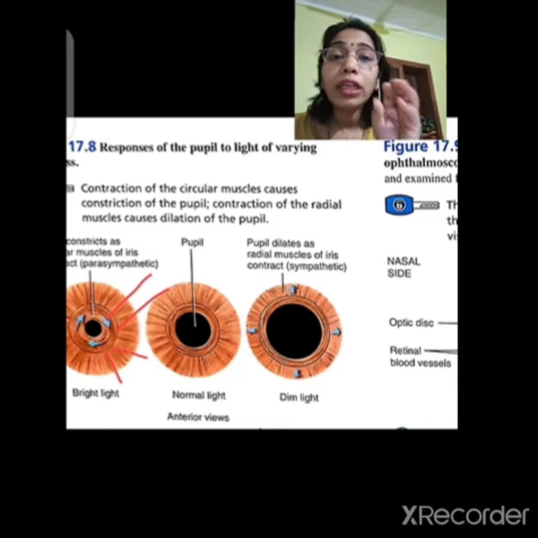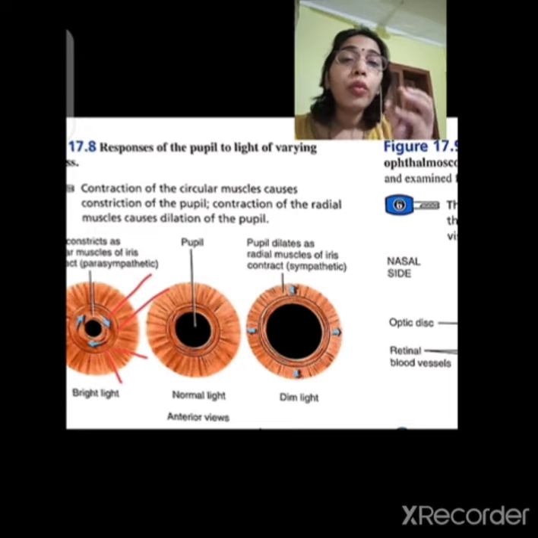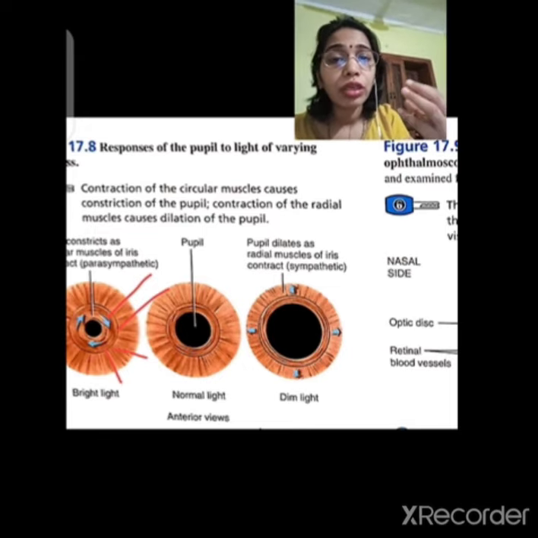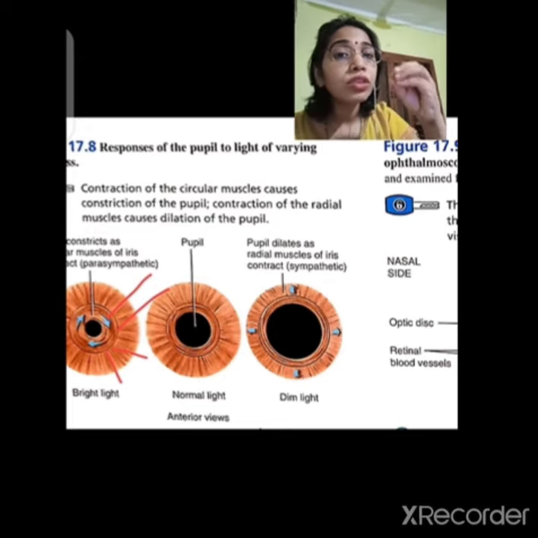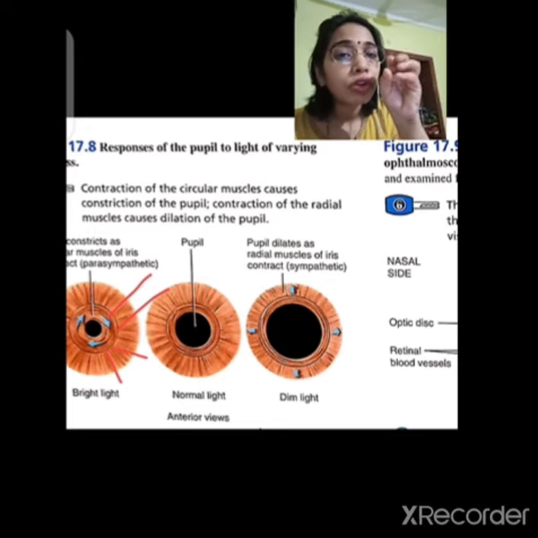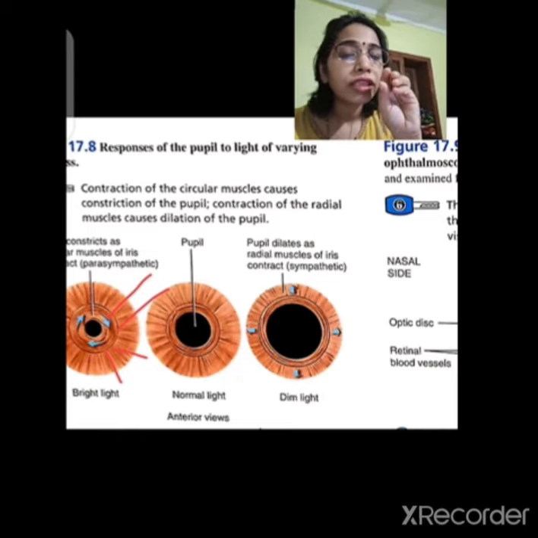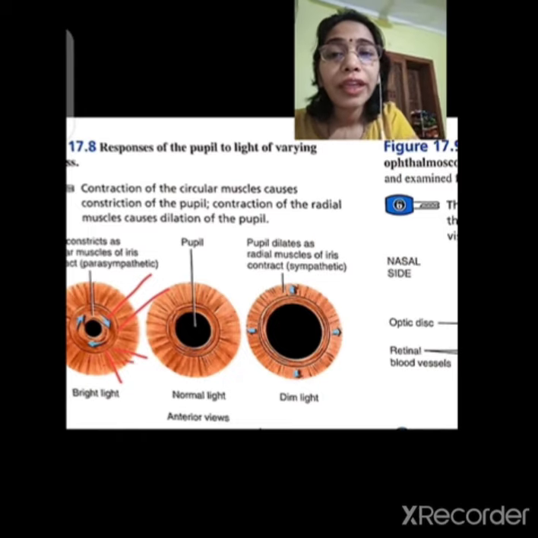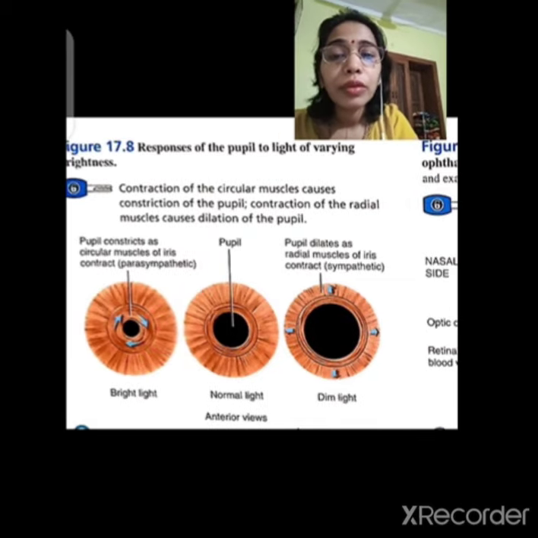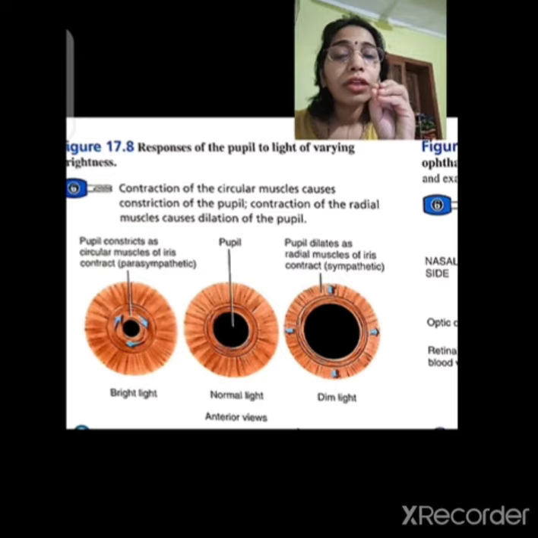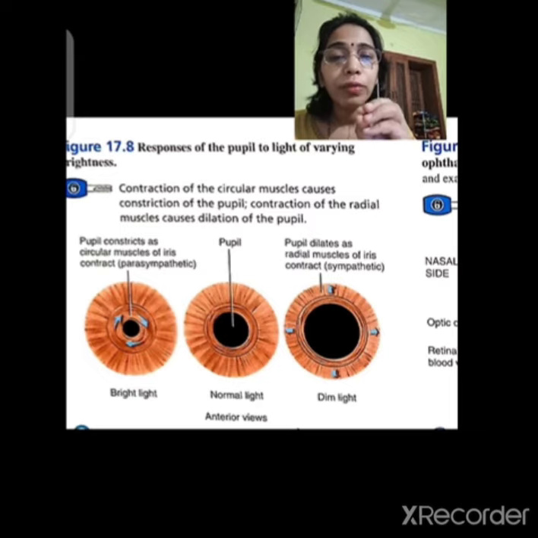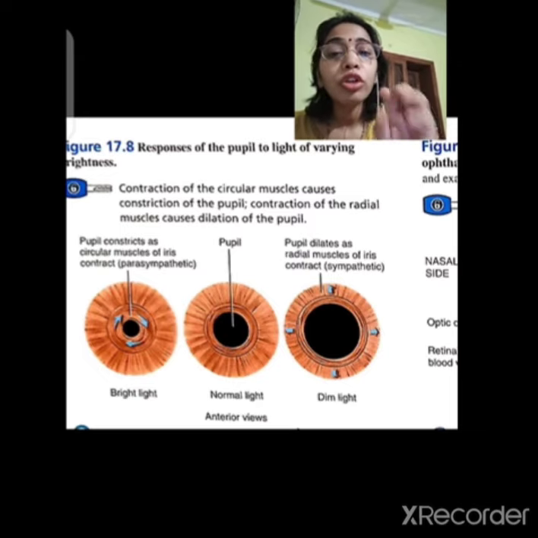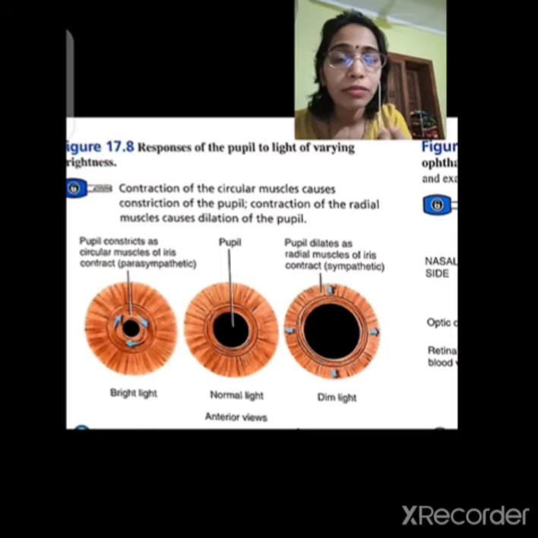At what time will this happen? When you are in very bright light and less light needs to enter the eyes. At that time, the circular muscles constrict and keep the pupil smaller. So for bright light, the pupils are smaller in size, so that less light will enter the eyes. And the middle one is for normal light, which we need to see things properly.